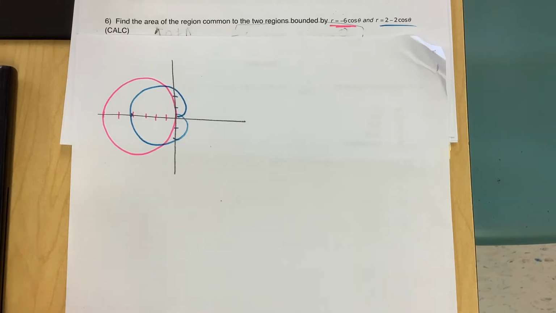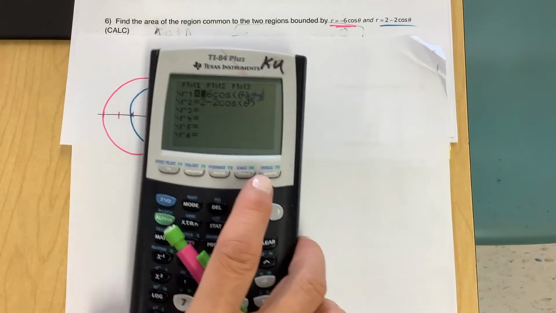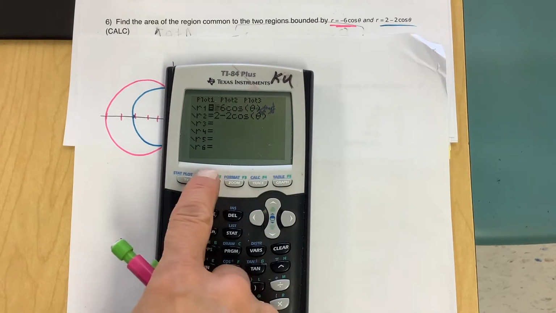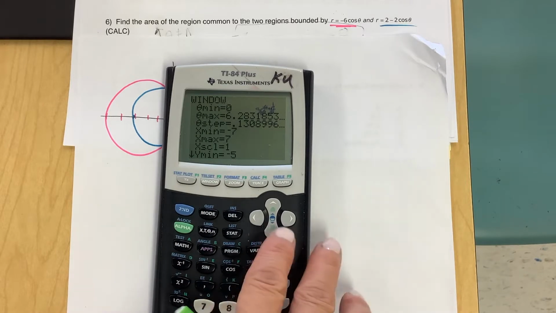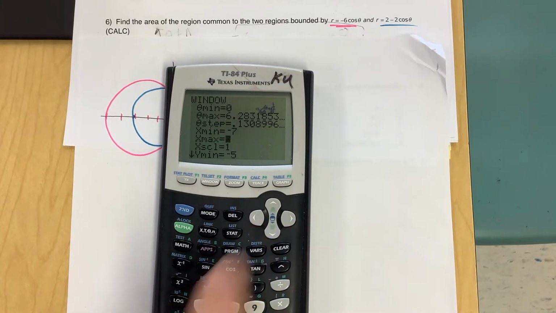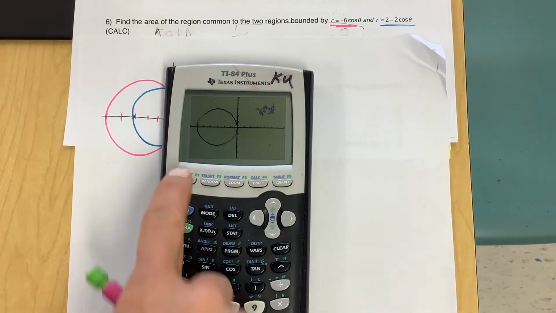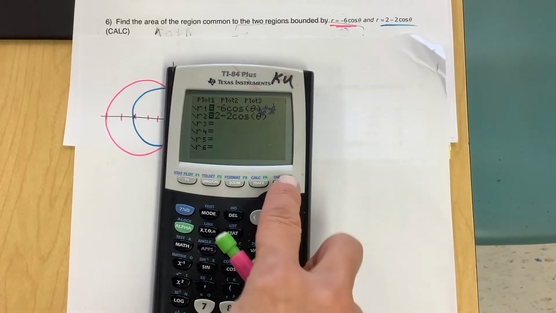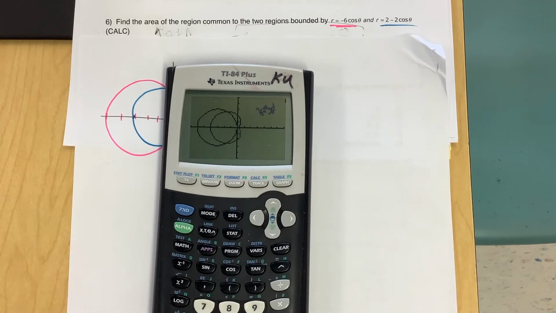If you want to look at these graphs on the calculator, again, just go to polar mode. Anytime you're looking at the graphs, make sure you're in the polar mode. I do want to go from 0 to 2 pi. And I know the circle is going to go out to 6 units, so I made the x go from -7 to 7. And you can go ahead and, oops, I have the second one turned off. You can go ahead and look at the two graphs to make a rough sketch.